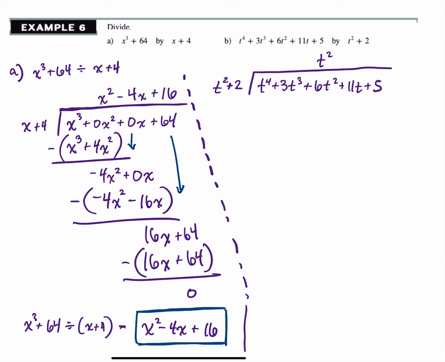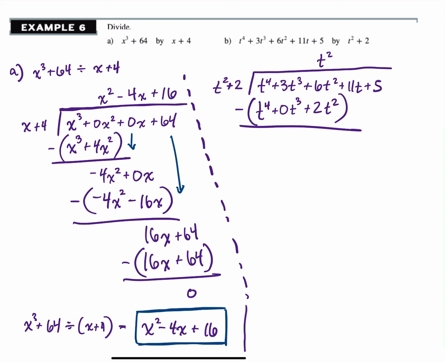T squared times t squared gives me t to the fourth power. I don't have a third power term, so I'll just say plus 0t cubed. I guess I could write the placeholder on the outside and you get the same result. Then t squared times 2 will give me 2t squared. Notice this is lining up now, so it's time to subtract.